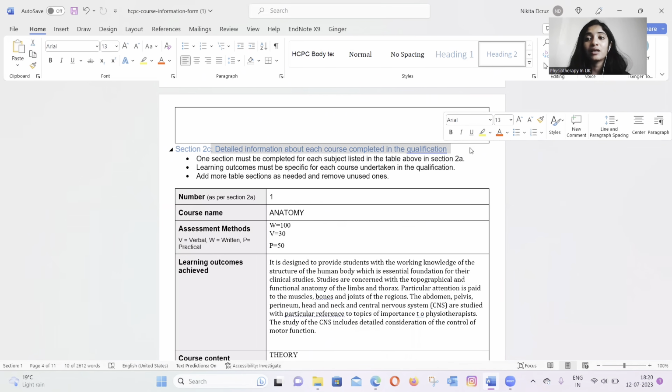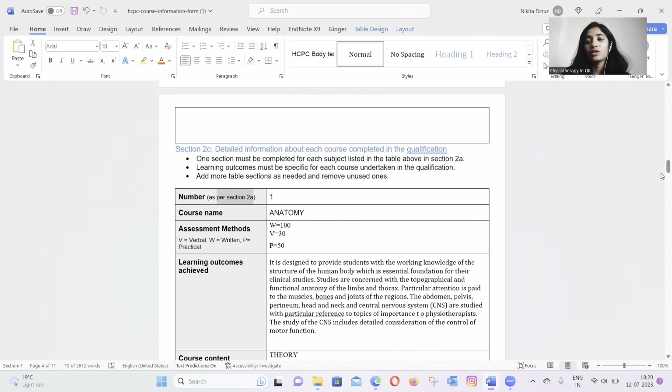They literally mean the subject or the module that you have completed at an undergraduate level. So for example, it says over here that as per section 2A, I need to give a number to this particular topic or this particular subject or module that I have completed.